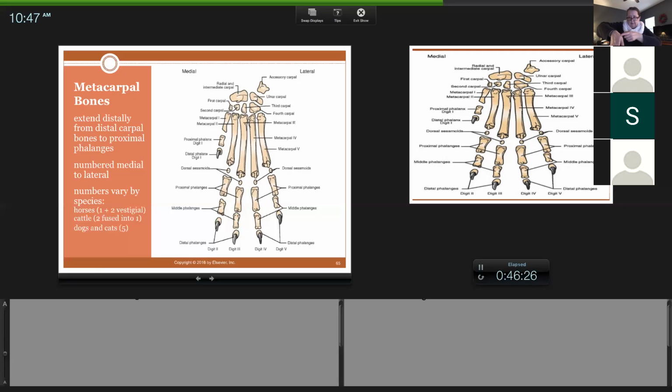Okay, this is metacarpal 1, which connects to our thumb. Metacarpal 2, 3, 4, 5. Okay, so there are 5 metacarpals. They are numbered medial to lateral.